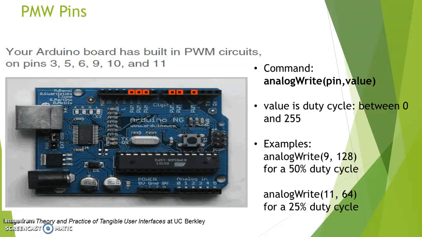255 then would be 100%, or 5 volts. 128 being half of 256 is essentially a 50% duty cycle and stands in pretty well for 2.5 volts. Similarly, 256 over 4 gives us a 25% duty cycle.